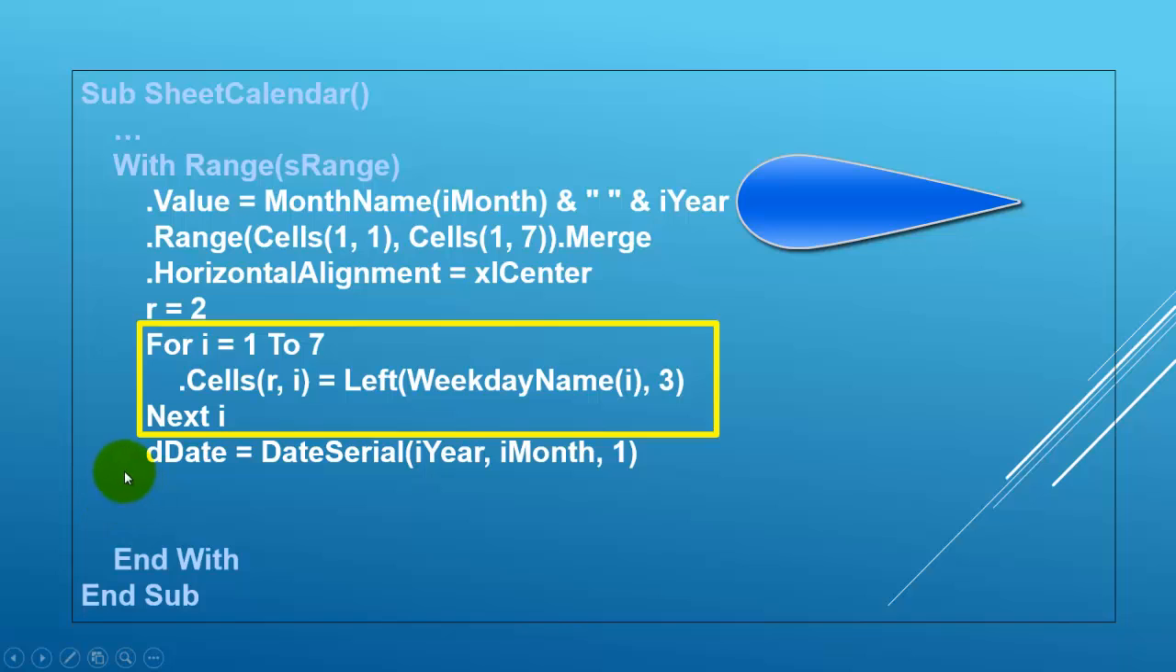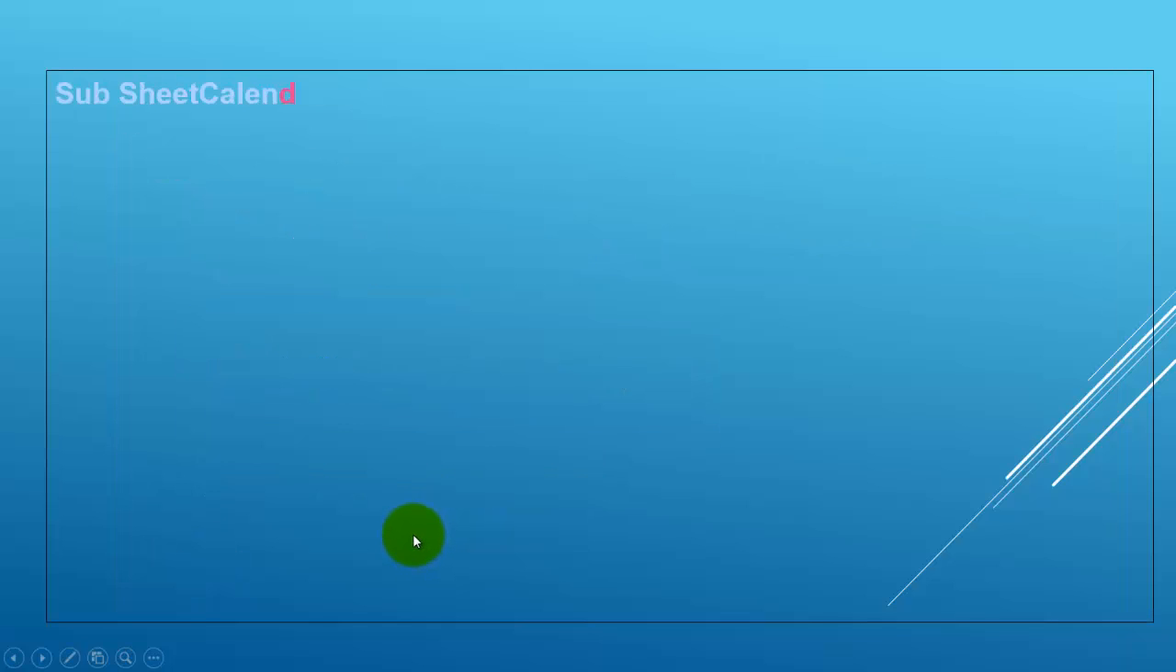Then we put in D-date, the date serial return, based on year, month, and the first of the month. We do the same as we did before. We correct for when does that month start, on which day. And there is more coming. This is what we had already.